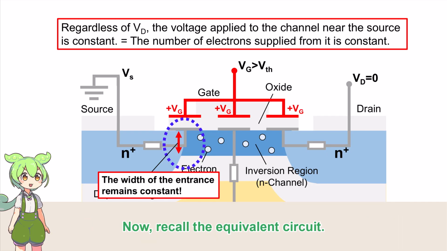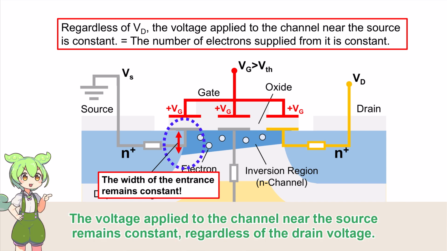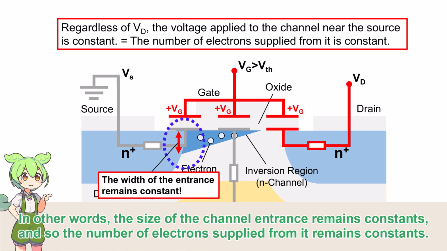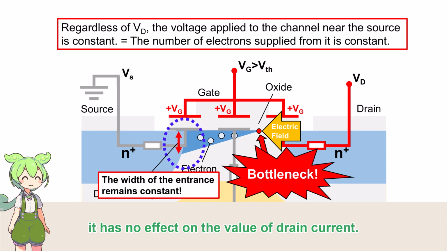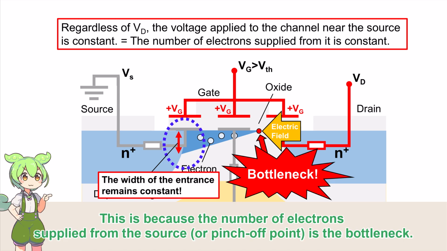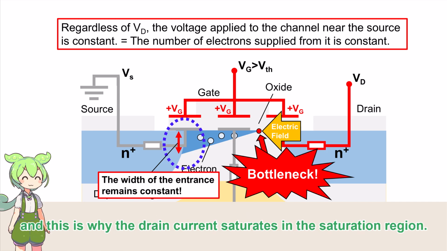Now, recall the equivalent circuit. The voltage applied to the channel near the source remains constant, regardless of the drain voltage. In other words, the size of the channel entrance remains constant, and so the number of electrons supplied from it remains constant. As a result, no matter how much you increase the drain voltage to strengthen the electric field in the depletion layer and accelerate electrons, it has no effect on the value of drain current. This is because the number of electrons supplied from the source is the bottleneck. And this is why the drain current saturates in the saturation region.